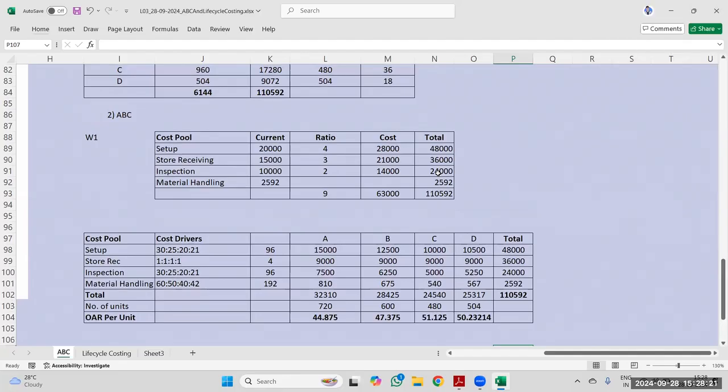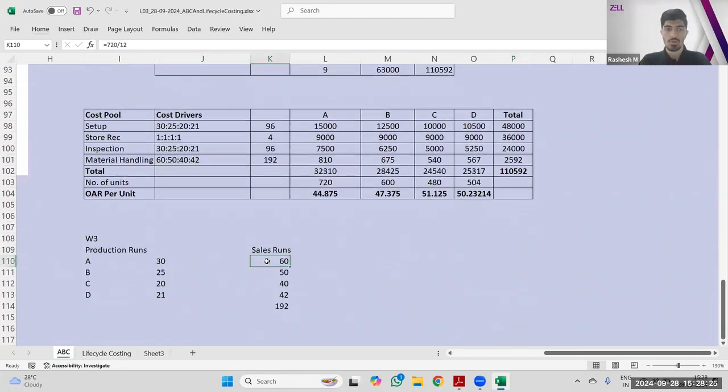Sir, could you please show the material handling calculation? Sure. So this one or the allocation? Sales run. All right. Sales is nothing but the products divided by 12. Every time I make a sale, I make it in a group of 12. So I have to sell it 60 times to make sales of 720 units.